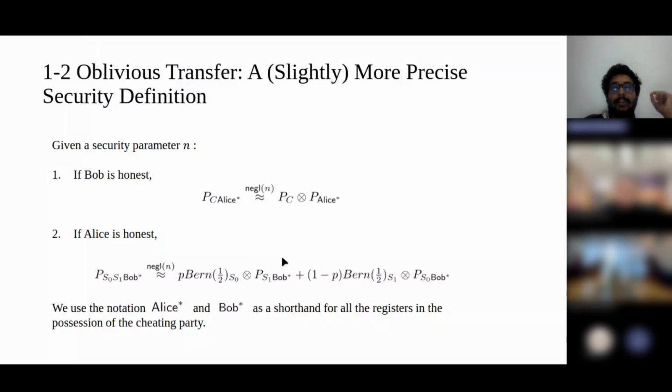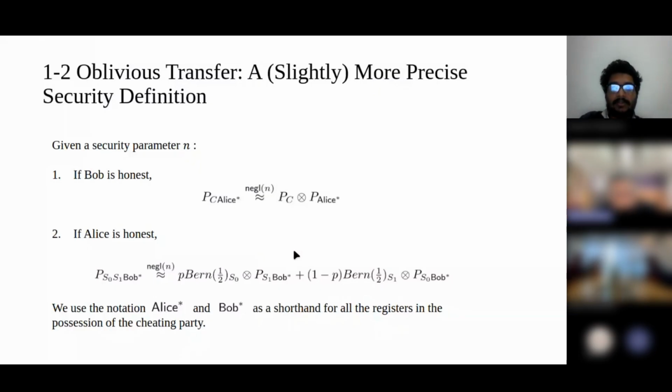Now we don't know what these joint distributions are, like what S1 and Bob star are. Maybe S1 and Bob star are correlated, maybe they're not correlated. We don't really care. As long as Bob doesn't know at least one bit, we're completely fine. And we don't care about correctness when we write this security definition. Okay. So any questions so far?